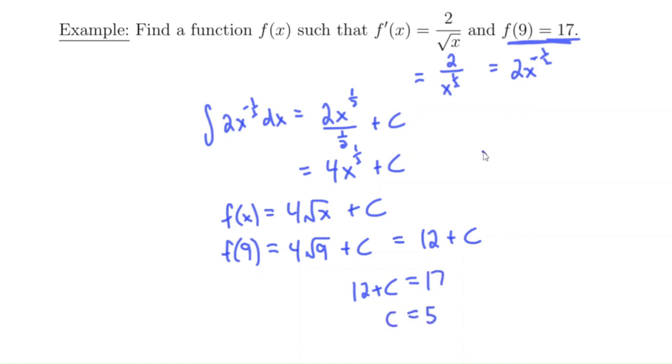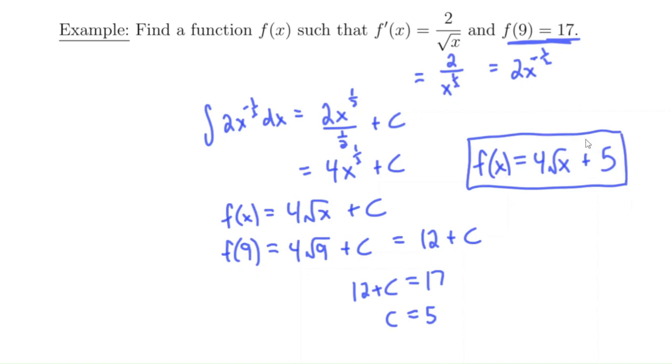So what is our final answer? Our final answer is our f of x is, well, it was of this form, 4 times the square root of x, or 4x to the 1 half power, plus our c, and our c was 5. And you can check if you take the derivative of this, you get this, if you simplify it. And you can also check that f of 9 will be 17. If you plug in 9 here, you're going to get 4 times 3 is 12, plus 5 is 17.